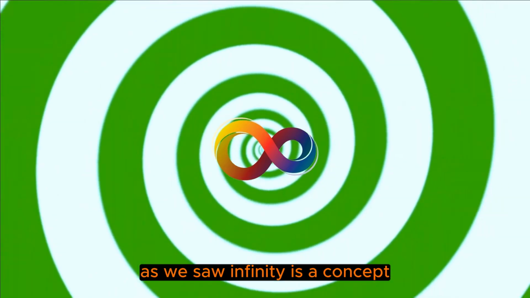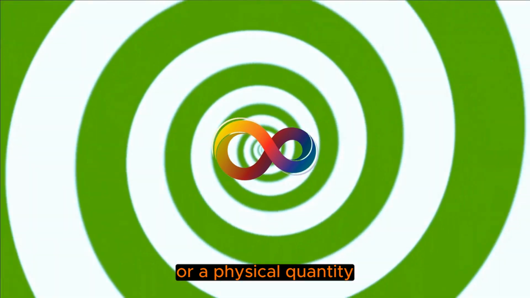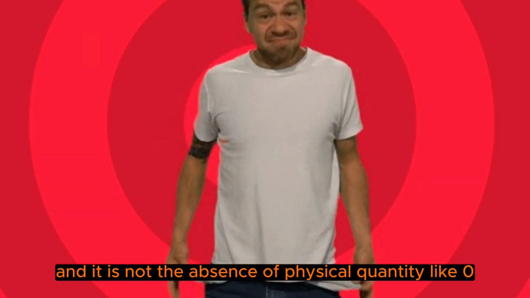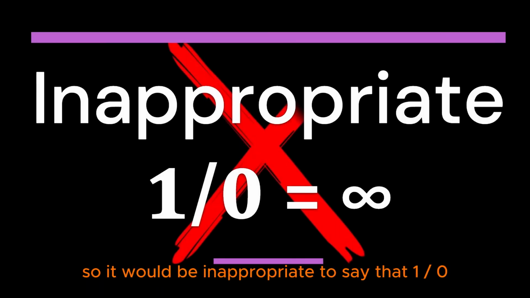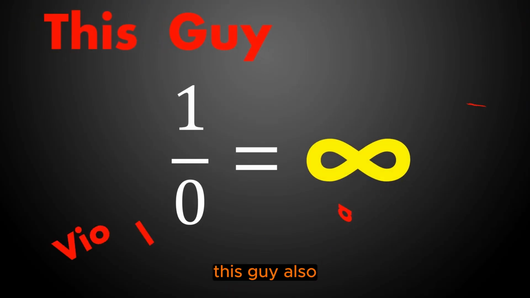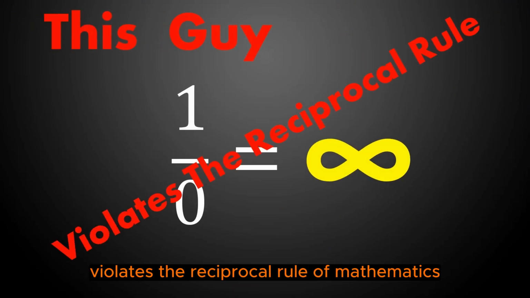As we saw, infinity is a concept or a physical quantity, which is limitless, and it is not the absence of physical quantity like 0. So it would be inappropriate to say that 1 divided by 0 equals infinity. This also violates the reciprocal rule of mathematics.